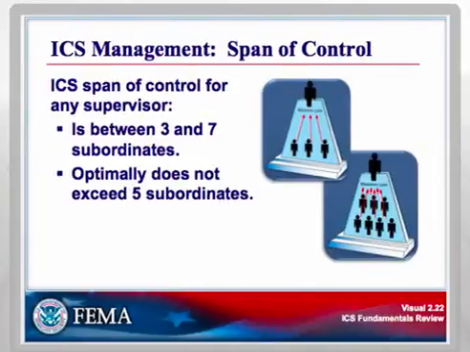Delegation of authority leads to span of control. Span of control is an ICS concept that describes the ratio of individuals supervised to the number of supervisors. Span of control is accomplished by organizing resources into teams, divisions, groups, branches, or sections. In ICS, an appropriate span of control is a ratio between 3:1 and 7:1, or between 3 and 7 individuals being supervised by one person.